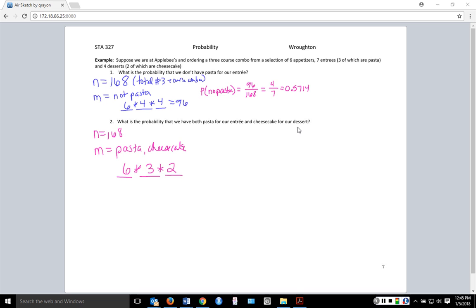Again, multiplying, since we're choosing one from each group here, to give us 36. So the probability that we have pasta and cheesecake is 36 out of that 168, giving us a little bit more than a 21% chance.